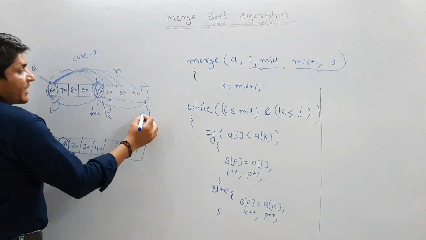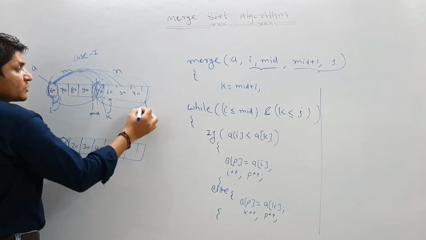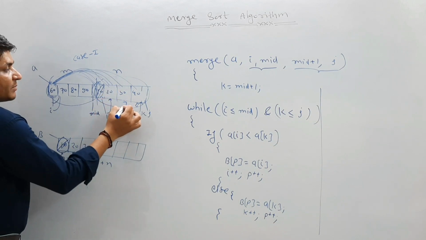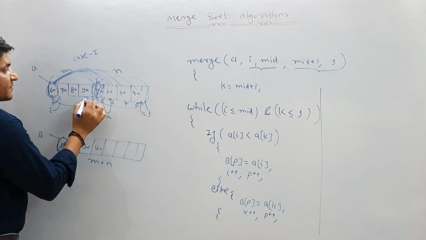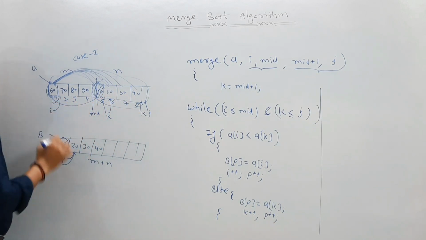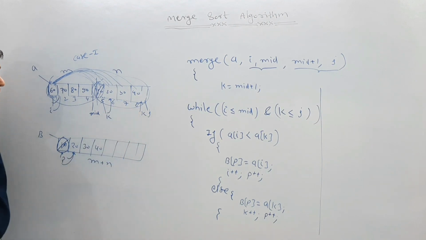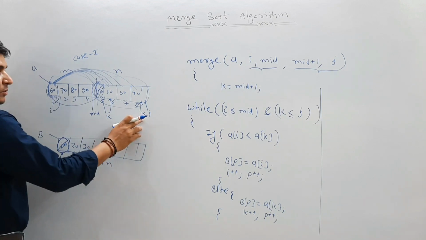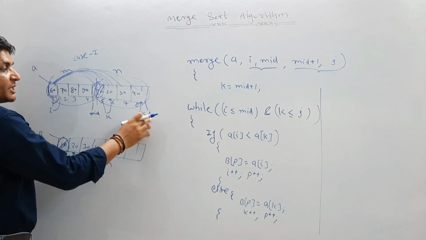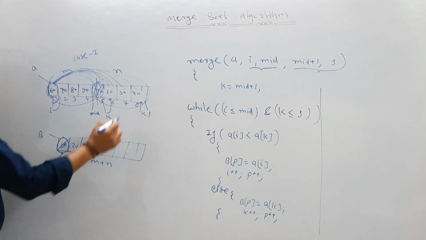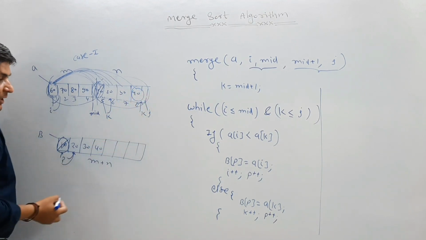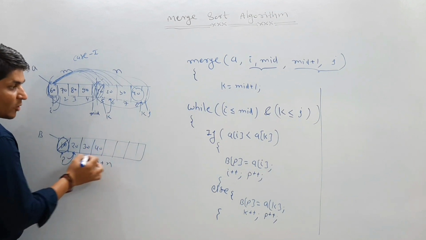Now it means K has reached J. K is also pointing to the last location, let's say, which is 8, correct? So this is 7, this is 6, this is 5, this is 4, 3, 2, 1. So now K has reached the last index. Now K is also pointing to the index number 8, and J is also pointing to the index number 8. So once we copy this element 40, we have already copied this.